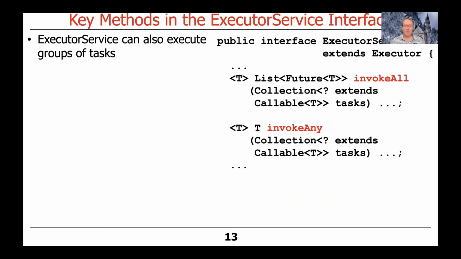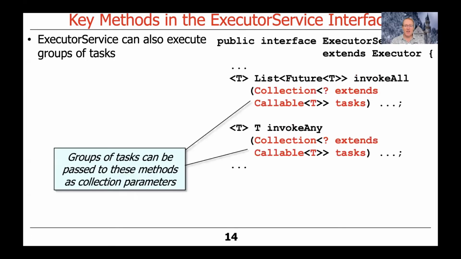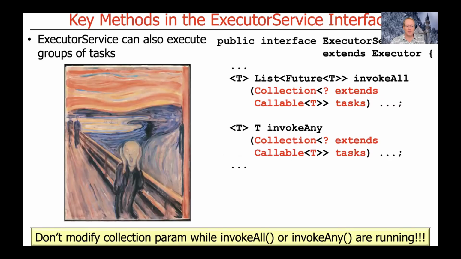There's also a couple of other methods defined with executor service that can be used to execute groups of tasks. And these methods are the Invoke All and Invoke Any methods. These methods can take, or actually do take, collections of callables. So if you have a collection of callable objects, then you can pass them wholesale into the Invoke All or Invoke Any methods, and they will do their thing on the collection.